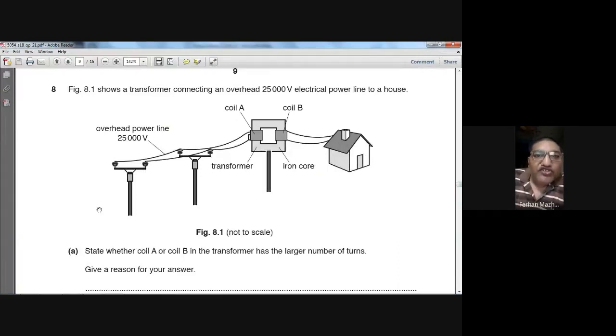So here on your screen, you can see figure 8.1 shows a transformer connecting an overhead 25,000 volt electric power line to a house. You see, this transmission line is bringing in the current and the voltage is 25,000 volt. And here we have a transformer, and this transformer is supplying the electricity to your home. When we bring this electricity to our homes, the electricity is only 220 volt normally in Pakistan. So this transformer should be a step down transformer. What this step down transformer will do is reduce the voltage. So it's a step down transformer.